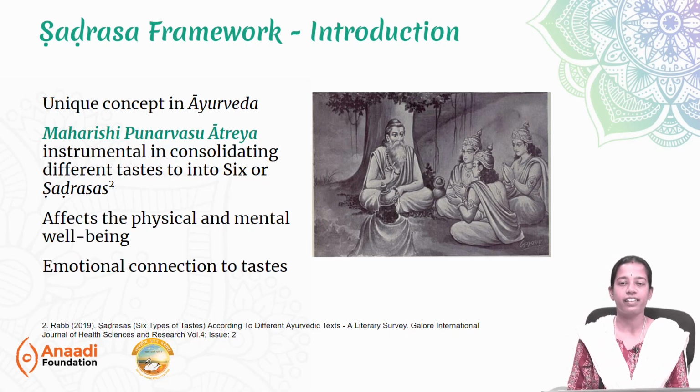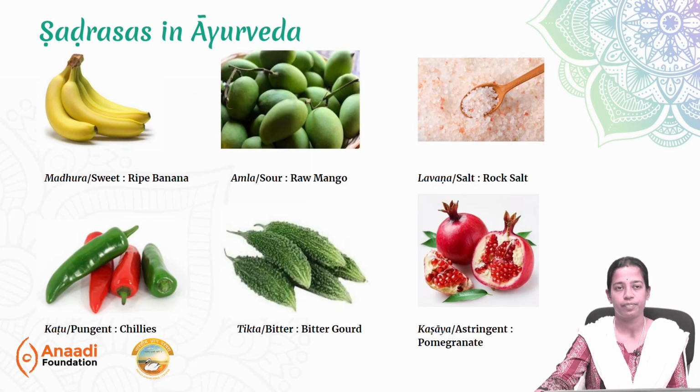The logic behind arriving at the Shadrasa framework is that the tongue, as an organ of perception, is capable of perceiving 6 different tastes invariable of the different substances it comes in touch with. The taste or the rasa affects the physical and mental well-being of an individual. At the same time, rasa invokes a strong emotional connection as well. How fondly do we remember the kheer or the payasam our mother makes during our birthdays? It's like that. And the Shadrasa framework is a very unique concept in Ayurveda as well.